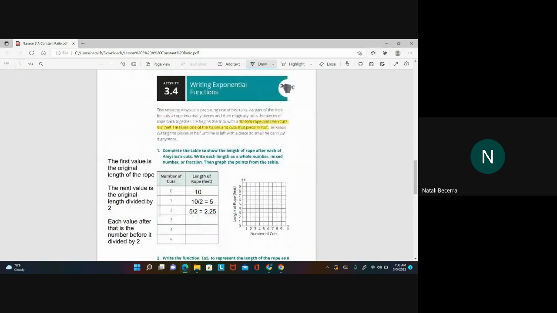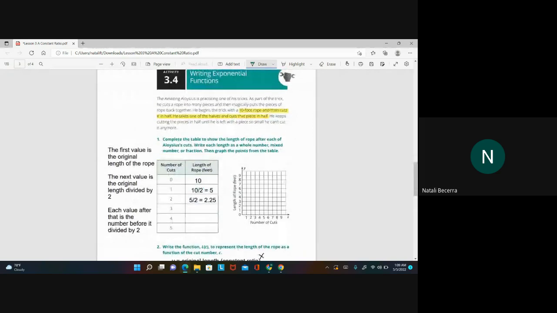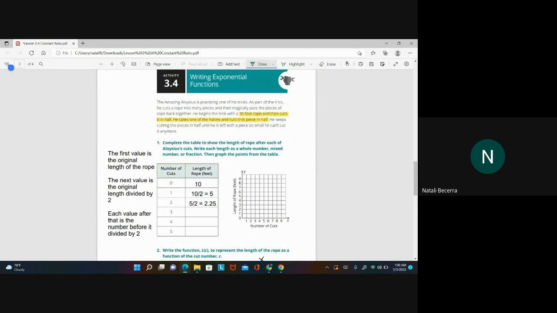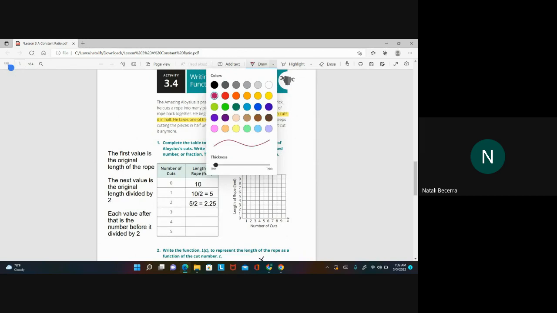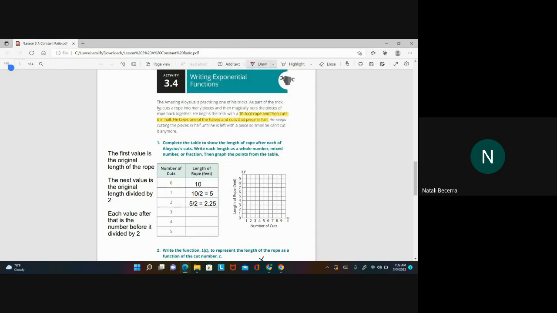All right, next one. I'm not sure what page this is. I don't think it says. No. So just go ahead and flip through a couple pages until you find where it says activity 3.4, writing exponential functions. So let's go ahead and get started. It says the amazing Aloysius is practicing one of his tricks. As part of the trick, he cuts a rope into many pieces and then magically puts the pieces of rope back together. He begins the trick with a 10-foot rope and then cuts it in half. He takes one half of the halves and cuts the piece in half. So that's a really important sentence right there. That's why she highlighted it. Make sure you highlight that.